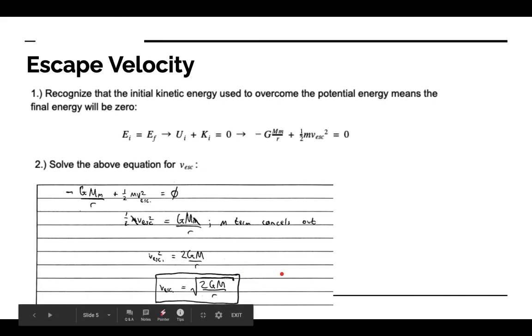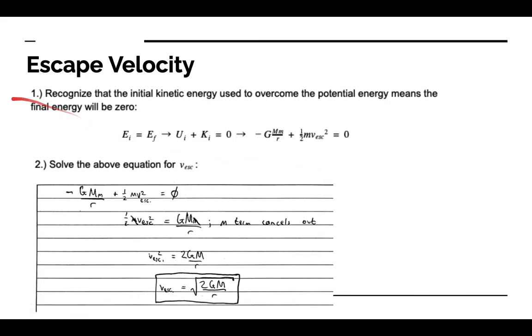So just as with orbital velocity, you need to be able to solve this from first principles, meaning from conservation of energy. So you need to be able to do each step in this problem-solving process right here to get your escape velocity, okay?